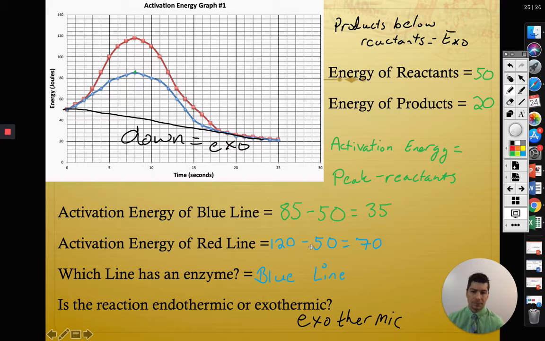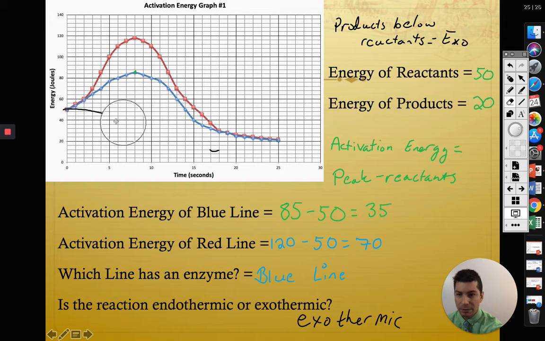Okay. So there you go, guys. That's everything we need to do there. I think the only real tricky one is determining if it's endothermic or exothermic. You have your little cheat sheet here, and you could watch this video again while you're completing the assignment. Just know if the products are lower or below the reactants, so we have reactants at 50, products at 20, that's exo. Or if you drew a line, the line goes down. There you go.